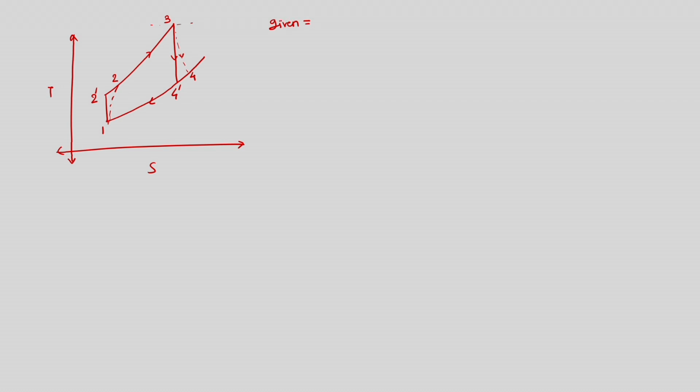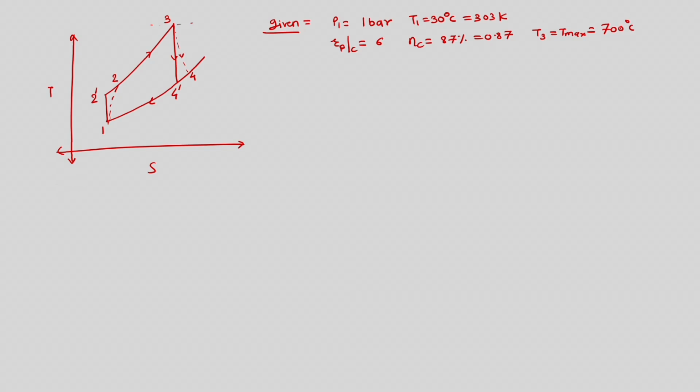We are told that P1 is equal to 1 bar, T1 is equal to 30 degrees Celsius, so it is 303 Kelvin, and the compression pressure ratio Rp C is equal to 6. The isentropic efficiency of the compressor is 87%, so it is 0.87. T3 is equal to T max is equal to 700 degrees Celsius, so plus 273, it is 973 Kelvin. The isentropic turbine efficiency is 85%, so it is 0.85. Calorific value of fuel is 43 megajoule per kg.